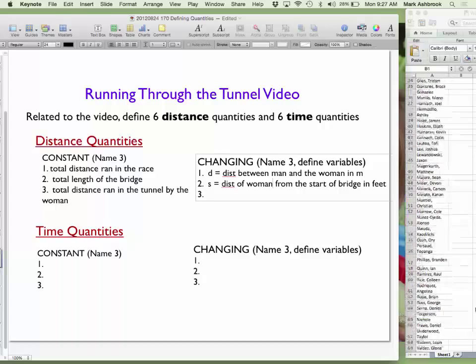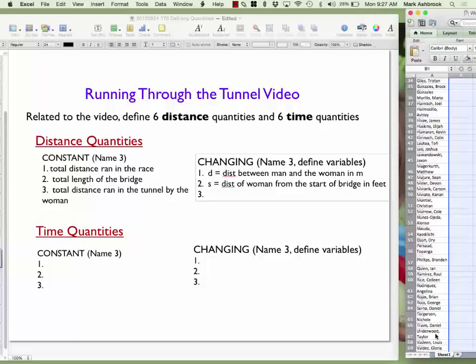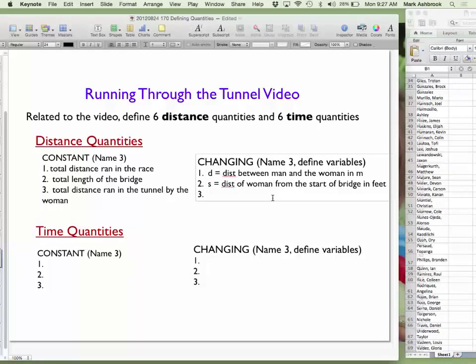Makes sense. Okay, where's Taylor Underwood? Taylor, give me another changing distance variable.